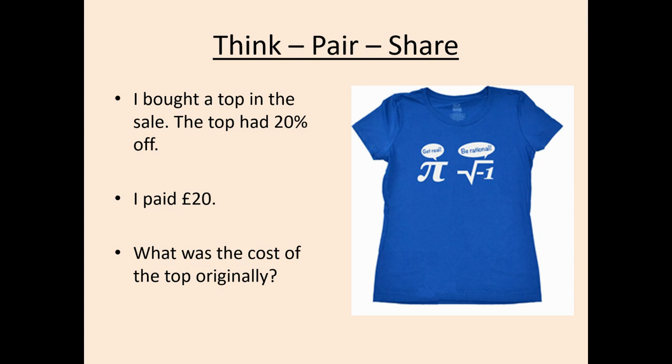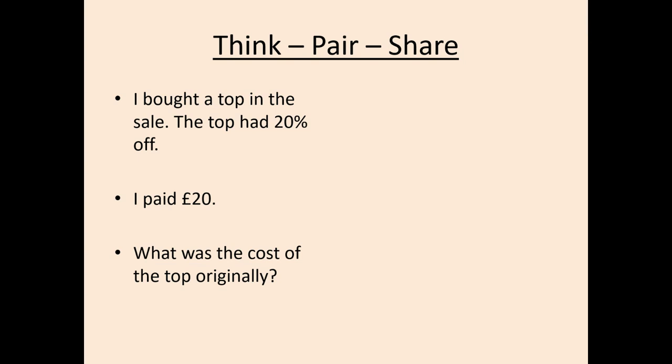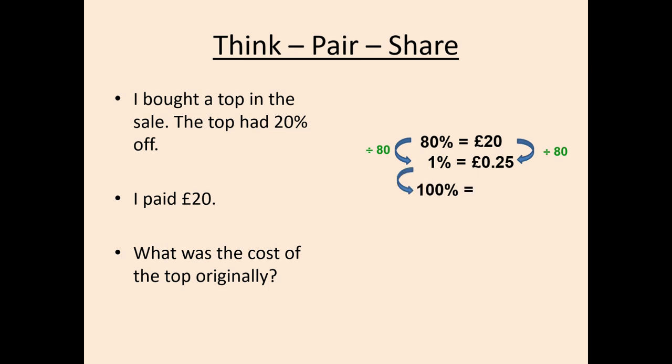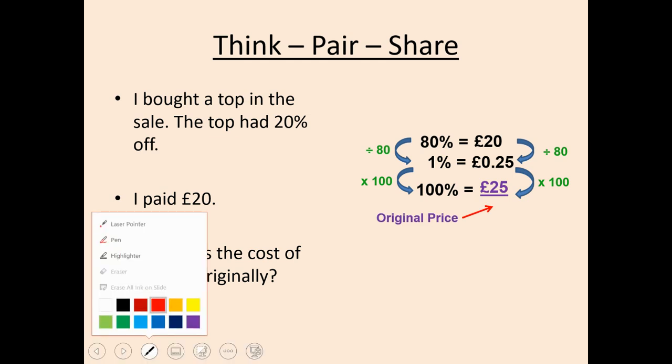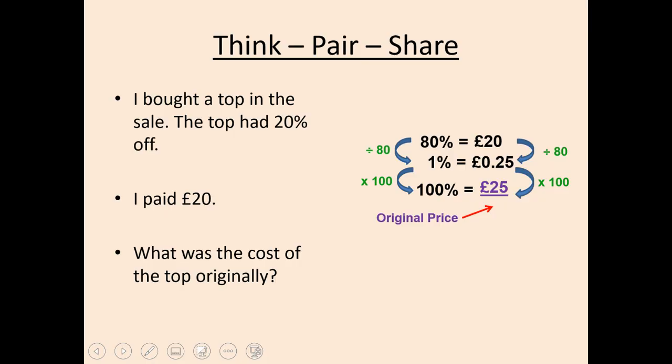The top had 20% off sale. So the value of the top actually was 100% minus 20%, which is 80%, and that's equal to £20. The question is, what was the cost of the top originally? So I again divide both sides by 80 to work out what 1% is, and multiply both sides by 100 to work out what the original amount of the top is, and that gives you £25.